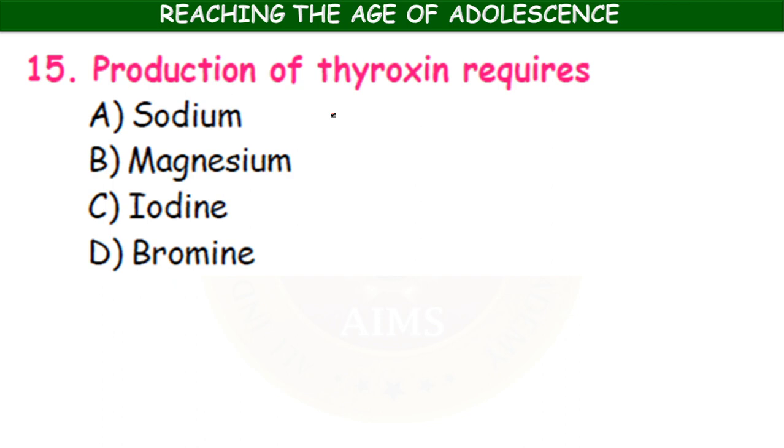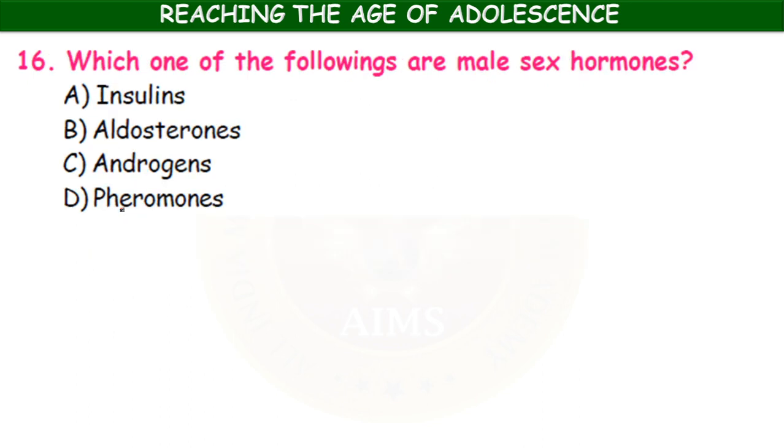Production of thyroxin requires which element? Sodium, magnesium, iodine, bromine. We have discussed that the presence of iodine is required for the production of thyroxin hormone. That's why in the metamorphosis of the frog, if iodine is absent in the water in which the tadpole lives, then the tadpole remains a tadpole only. The thyroxin will help in the metamorphosis of the frog.